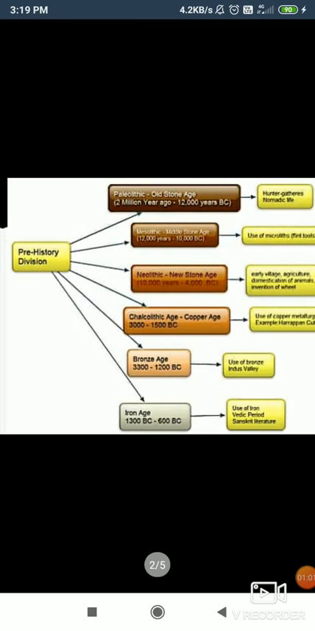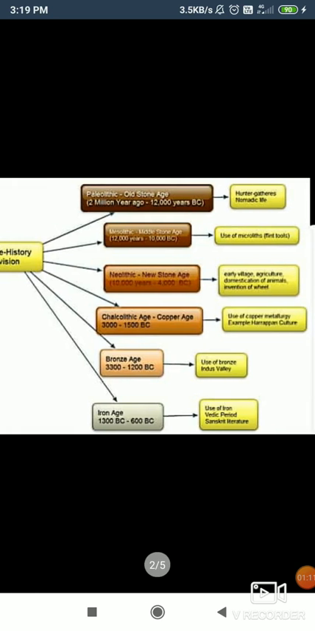So, prehistory is divided mainly into 6 parts. Not into 6, actually 3, and 3 are subparts. The first part which I am talking about is the Paleolithic Age. You see in the violet color on the top is the Paleolithic Age. It started 2 million years ago and lasted till 12,000 years BCE, before the Christ era, before the birth of Jesus Christ. During this time, people were just hunters and gatherers.